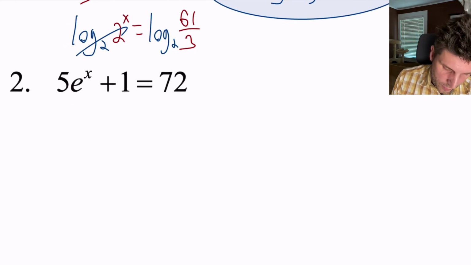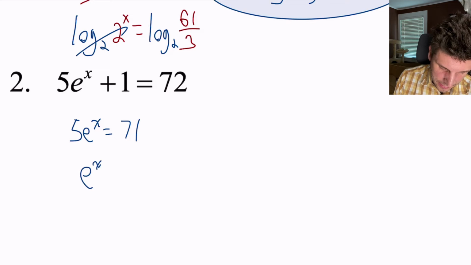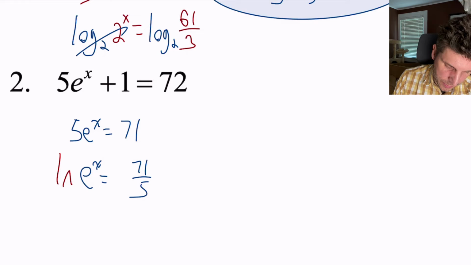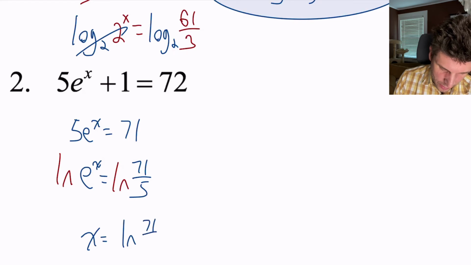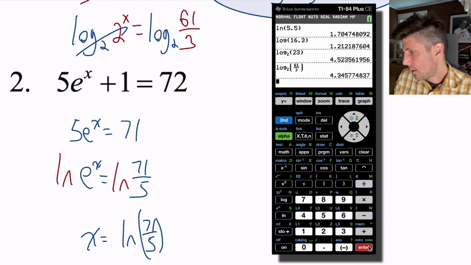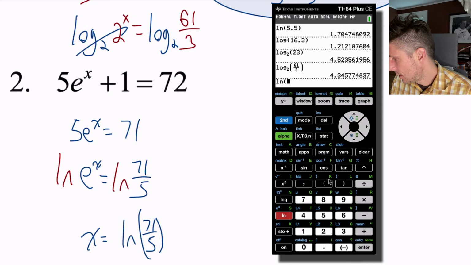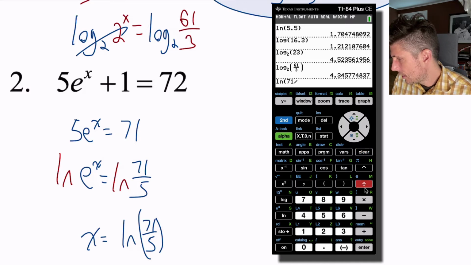I'm going to subtract 1 from both sides, and I get 5e to the x equals 71. E to the x equals 71 fifths. Take the ln of both sides because that's my inverse function, and then I end up with x equals ln of 71 fifths. Go to our calculator. Whoops. So ln of 71 divided by 5.